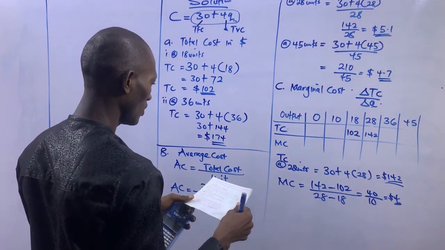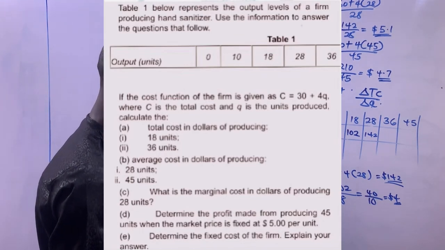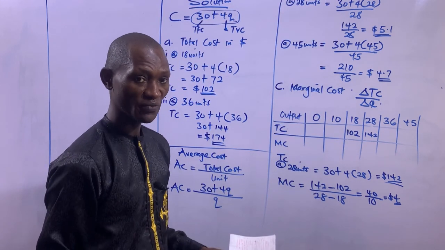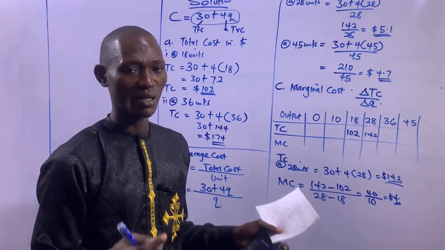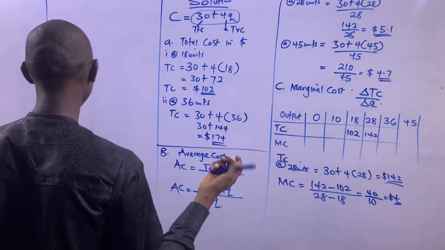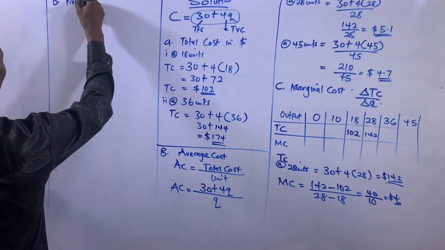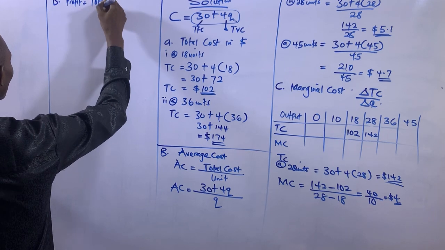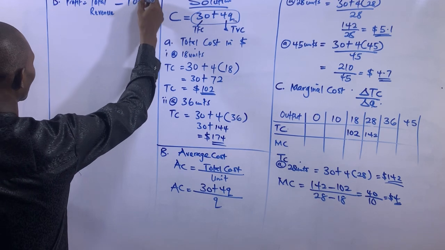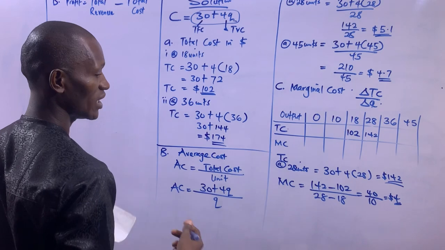Then the next one now. The D part: determine the profit made from producing 45 units when the market price is fixed at $5 per unit. So the profit, although we haven't talked about the concept of profit, it's very simple, easy peasy. To get our profit is total revenue minus total costs. That's our profit.